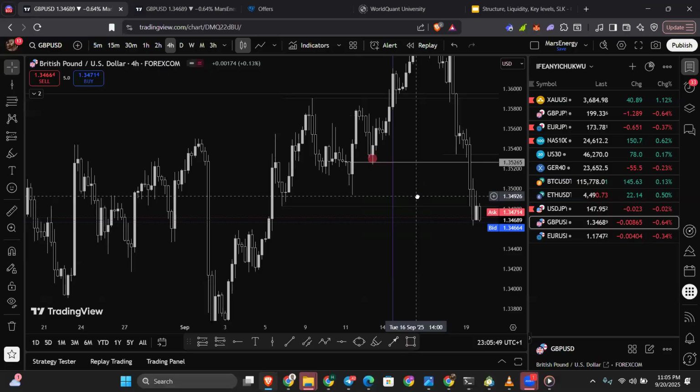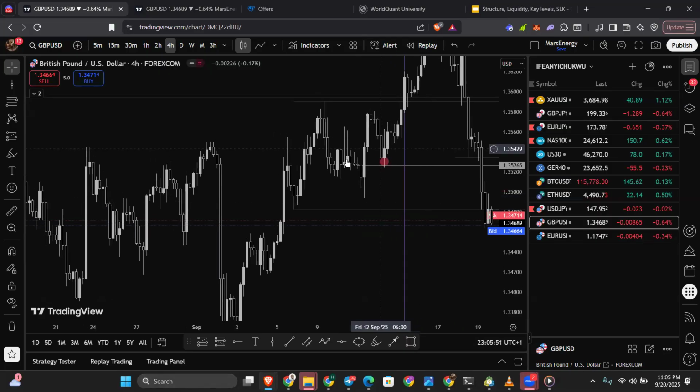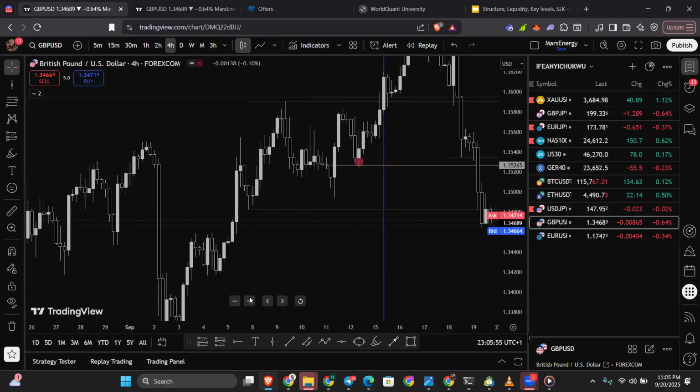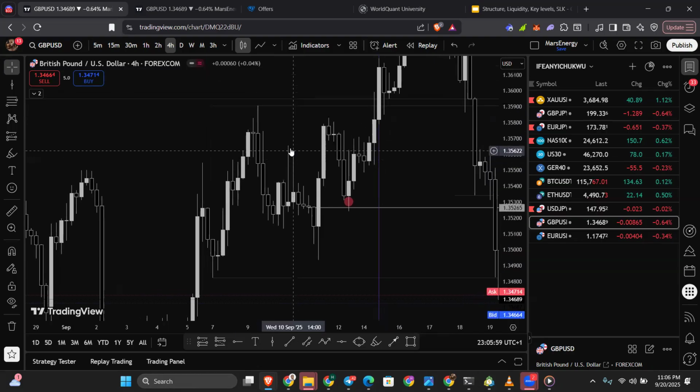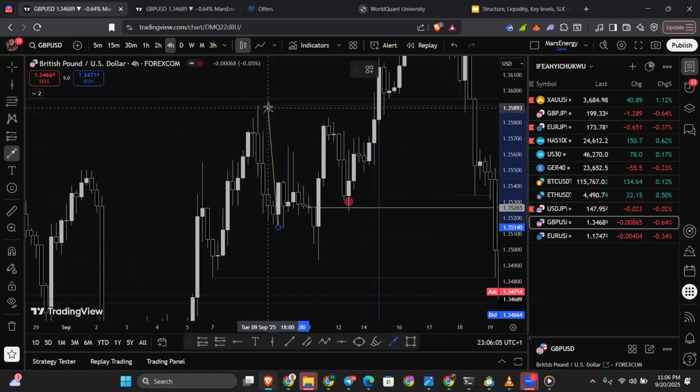Okay, I think what we are saying is inducement, all right? So this is another inducement here. This is another inducement here. This move is supposed to take out this high, or at least take out the structure. If you change this on your chart, you are going to see that this is the structural high. But now it didn't do that, and it started coming down.